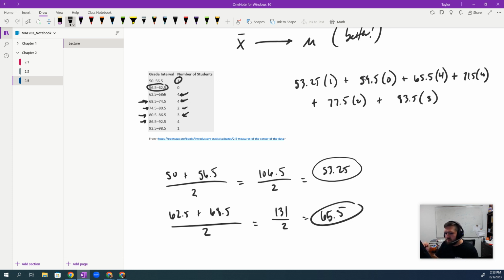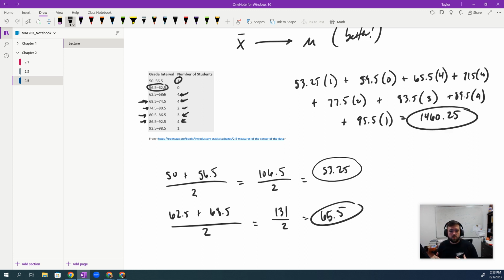And we're going to keep going. Just a few more left. The next midpoint is 89.5, and there were 4 students that are going to be represented with that number, and the last one is 95.5. There was 1 student in that interval, and when you add them all up, you get 1,460.25. That's the total, and then what do you do with the total? Well, you divide by how many there are. Well, how many are there? Let's see. 1, 5, 9, 11, 14, 18, 19. So we do 1,460.25, the total, divided by how many there are, 19, and you get 76.86. So there is an estimate of the average.